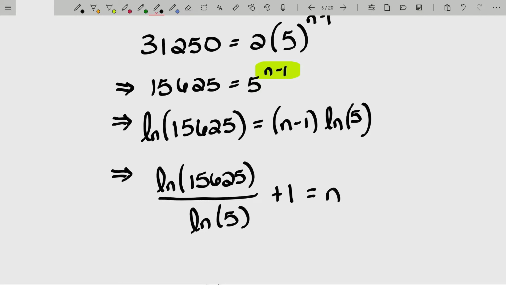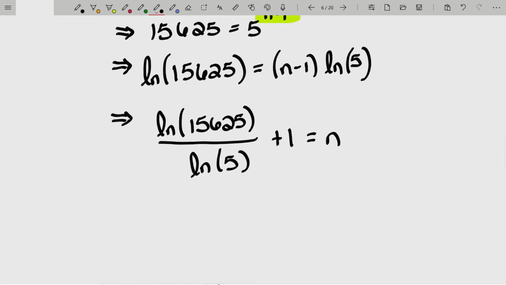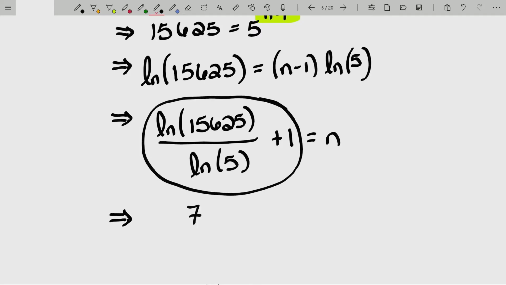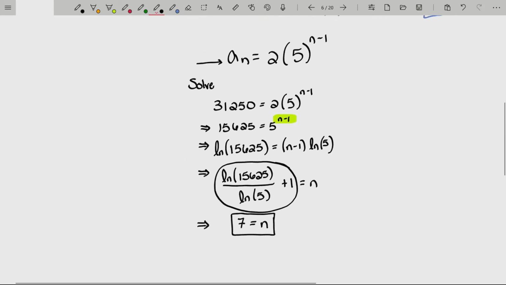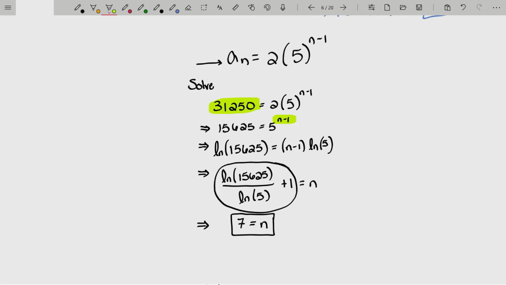And then, if this becomes a natural number, like 20 or something like that, then you know that this is part of your geometric sequence. So let's go ahead and find out. Putting this all into a calculator all at once, not rounding or anything like that, because if you round, you'll get this wrong, I get the following: 7. Because n is a natural number, that means there is a point when our geometric sequence will become 31,250. And that point is at n equals 7.